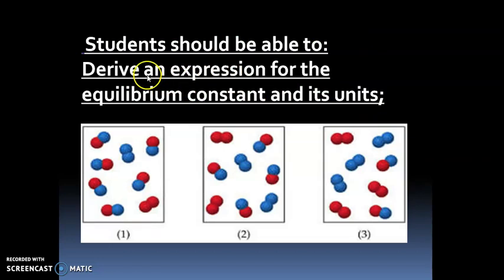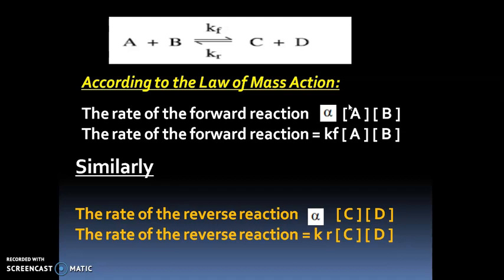The other SLO is that students should be able to derive an expression for the equilibrium constant and its unit at the end of this session. Again, consider this reversible reaction. According to the law of mass action, we know that the rate of forward reaction is directly proportional to A and B, the reacting substances. This is the reactant.